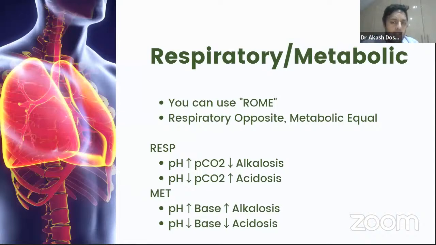Some people like to use ROME, and so that's respiratory opposite, metabolic equal. So the way to look at this is basically if your pH is going up and your PCO2 is going down, well, your pH going up is alkalosis. If your PCO2 is down, then that suggests it's a respiratory problem. Whereas if they're both going the same direction, i.e. your pH and your base are both going up, then that's metabolic because it's equal. And vice versa. So the pH going down, the PCO2 going up is acidotic, whereas if both are going down, it's a metabolic acidosis. So that's one way that people like to learn it, although sometimes I think in the heat of the moment, this can be a bit difficult. But see whether this suits you when you're next interpreting your gas.